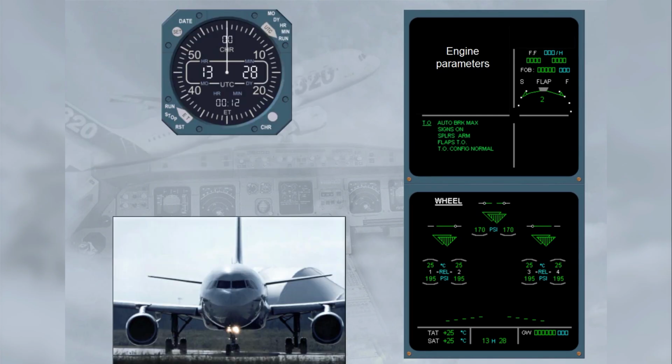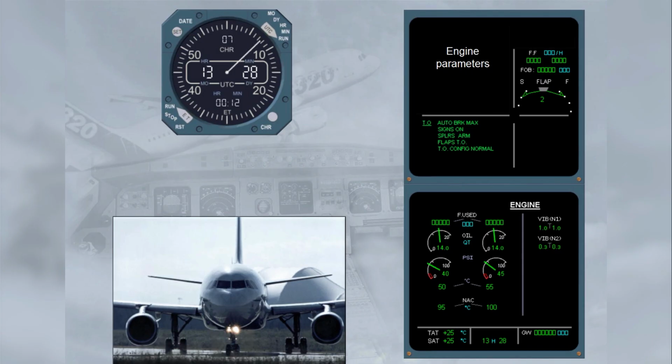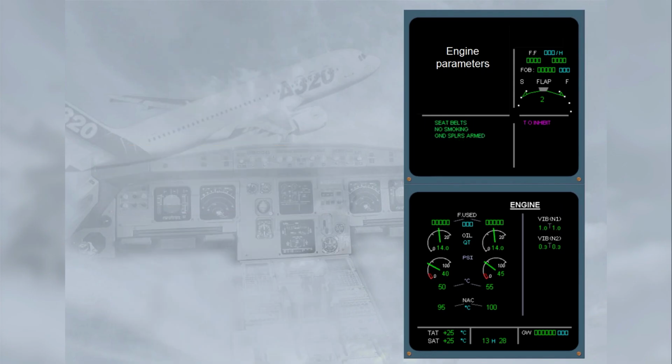We are now taking off, about to apply takeoff power. If required, the chronometer may be started. Observe that the chronometer has started. When the engines are set to takeoff thrust, the ECAM engine page is automatically called. On the engine warning display, notice that the takeoff memo is replaced by normal memos.